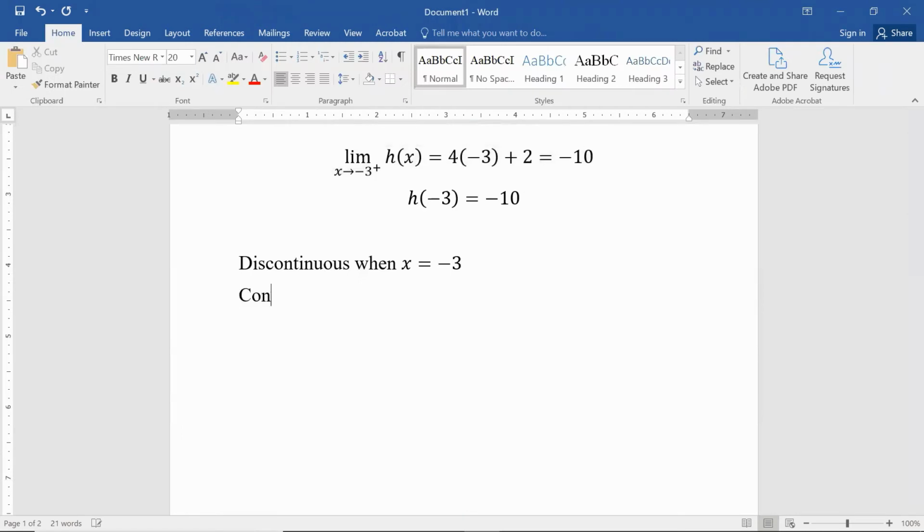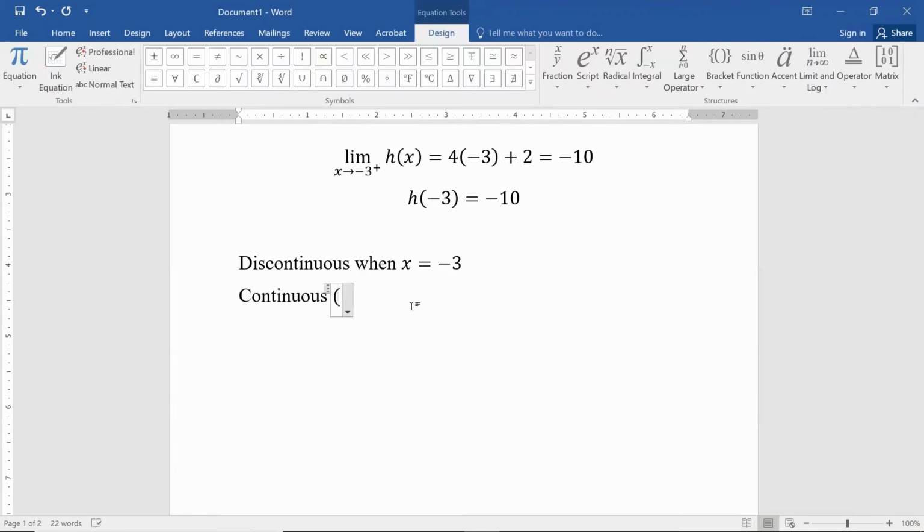And that means that this function is continuous from -infinity up to -3, and from -3 to +infinity, but not at -3.